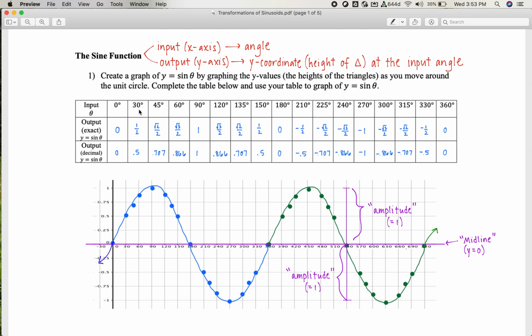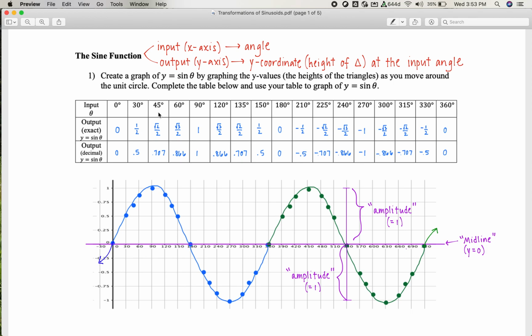So sine of 30 is 1/2 because that's the y-coordinate, or the height of the triangle, when I'm at 30 degrees. I also could have actually picked up my calculator and just typed sine of 30, and my calculator would have said 0.5, which is the decimal equivalent of that 1/2.